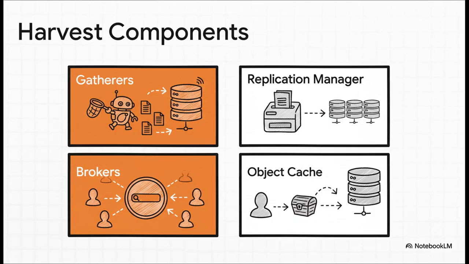So the big takeaway with Harvest is this clear division of labor. You've got your gatherers out there collecting, extracting, and indexing info. You've got your brokers, which provide the actual index and the interface for you to search. And then you have other components, like a replication manager to help it scale up, and an object cache to smartly store popular data to cut down on network load. Every single part has a very specific, defined job.